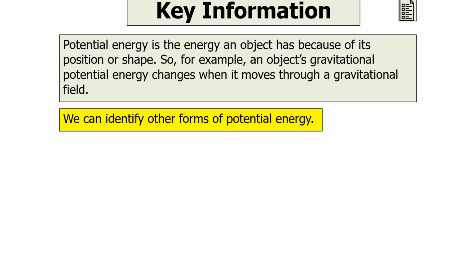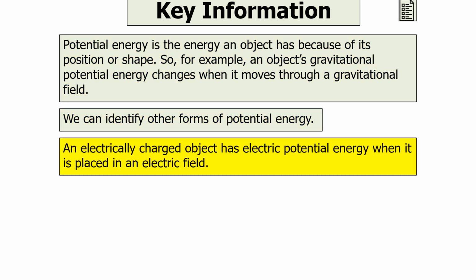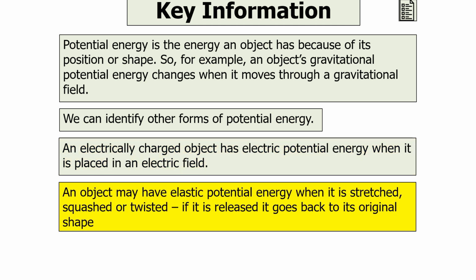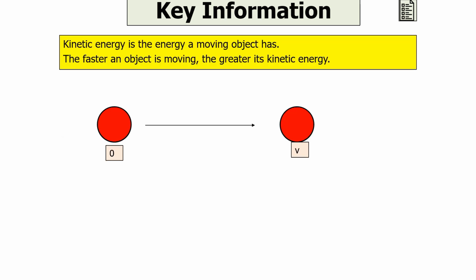So we can identify some other forms of potential energy. So for example, an electrically charged object has electrical potential energy when it's placed in an electrical field. An object may have elastic potential energy when it's stretched, squashed or twisted. If it's released, it goes back to its original shape. Now, kinetic energy is the energy a moving object has. The faster an object is moving, the greater its kinetic energy.